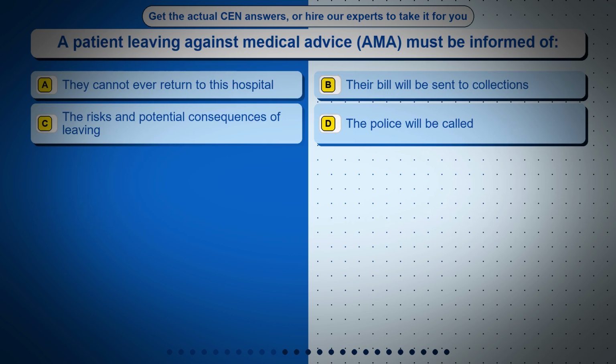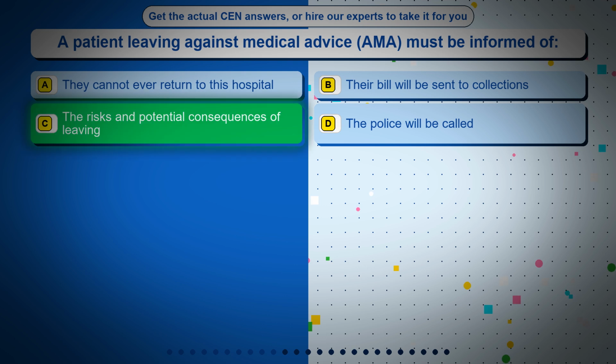Question 10. A patient leaving against medical advice, AMA, must be informed of: Option A, they cannot ever return to this hospital. Option B, their bill will be sent to collections. Option C, the risks and potential consequences of leaving. Option D, the police will be called. The correct answer is Option C, the risks and potential consequences of leaving.